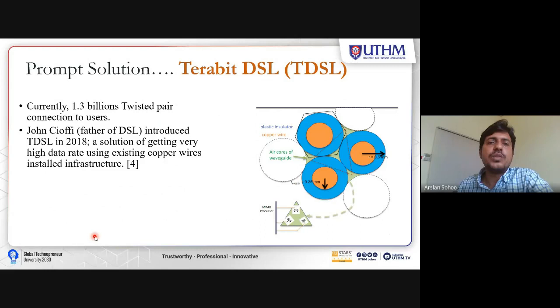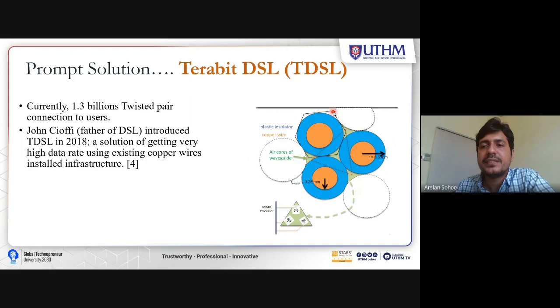So we have a prompt solution, and that is terabit DSL, known as TDSL. In 2018, John Cioffi proposed the idea of TDSL: to use the already installed wires to propagate the terahertz waves wirelessly. As you can see here in the figure, this is a copper binder, a copper wire that's already installed. We can see the Ethernet cables.